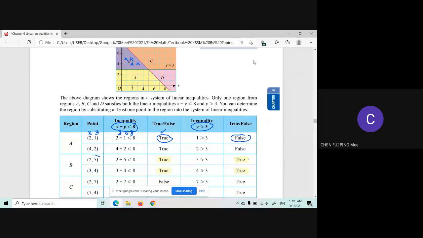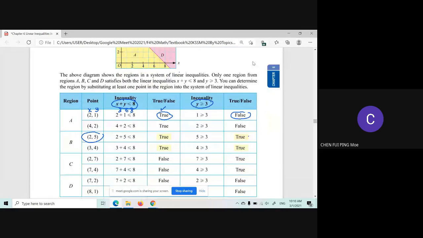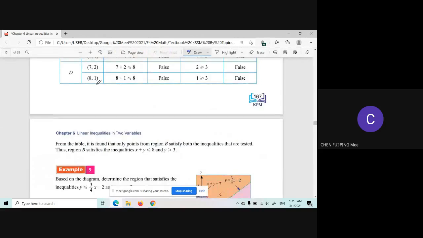Let's say I have the point 2, 5. You see 2, 5 is actually in this region, meaning it satisfies this region. Substitute: 2 plus 5 is 7, and 7 is less than or equal to 8, so this is true. For the other one, y is 5, and 5 is greater than 3, so this is also true. True, true, meaning this point satisfies this region. Similarly for C and D.